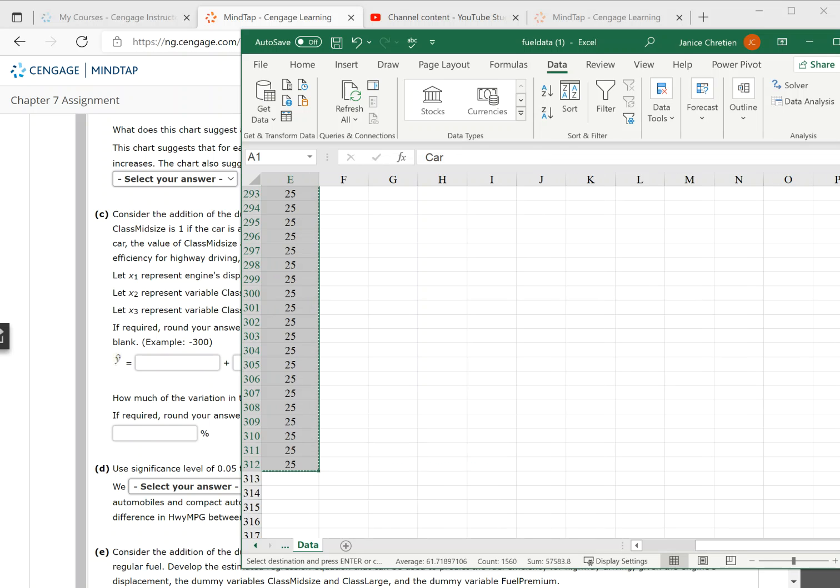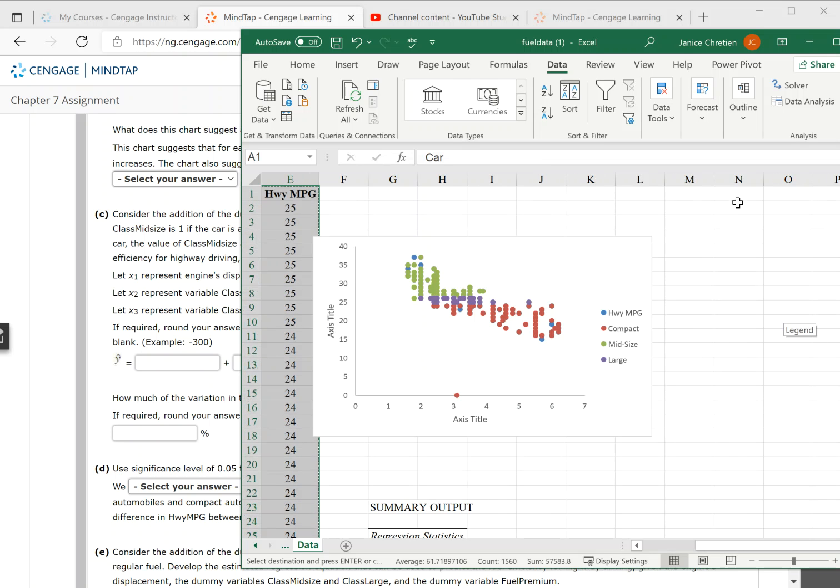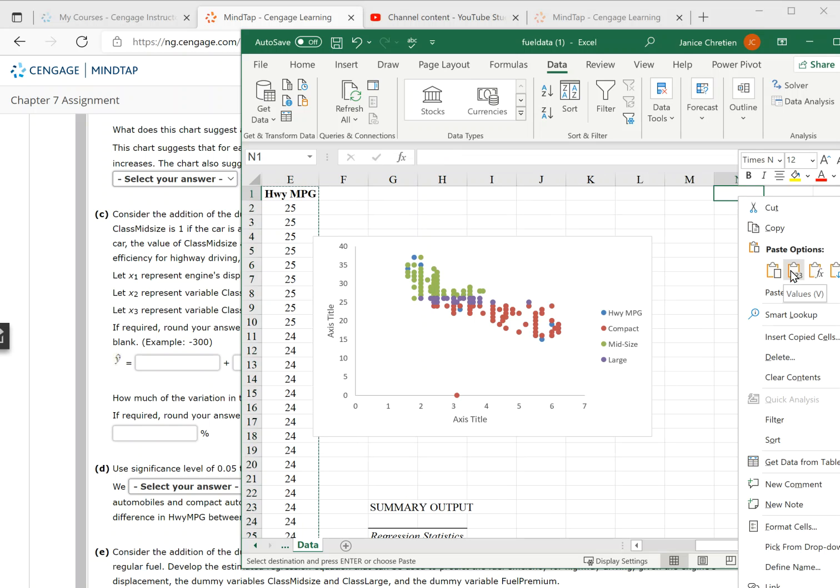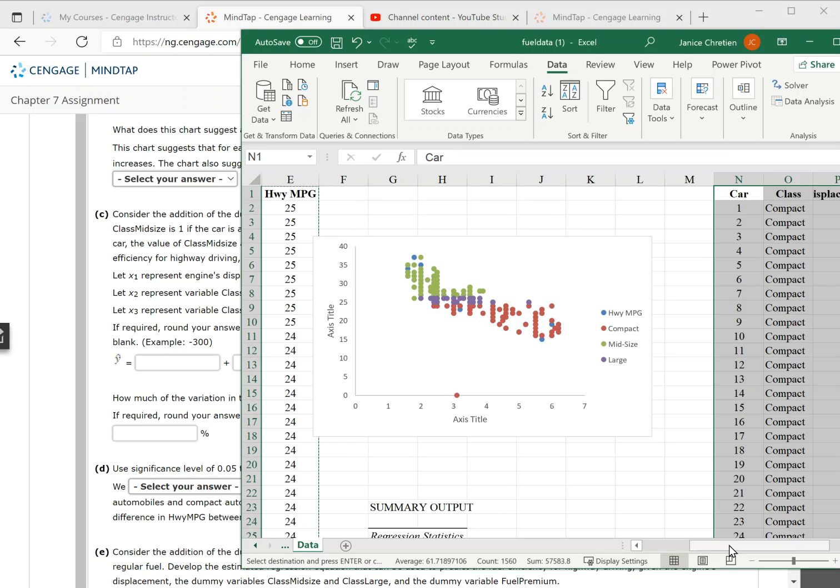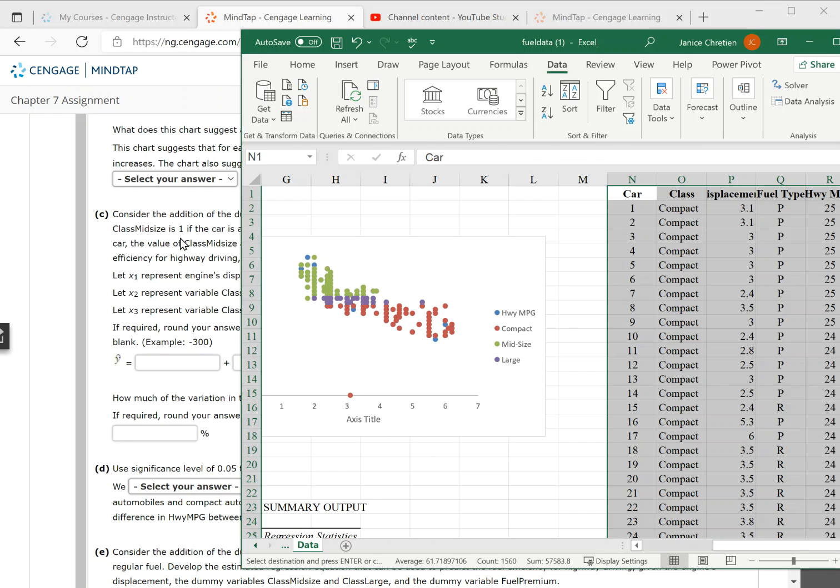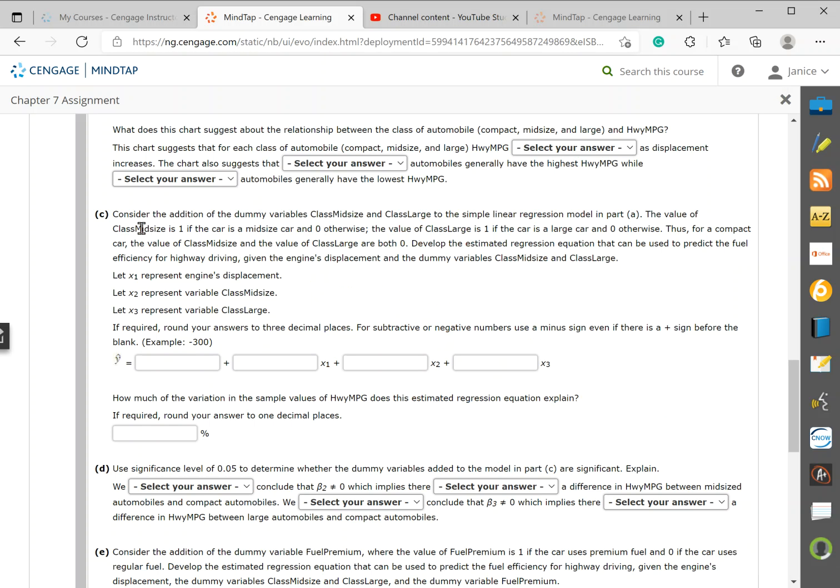Actually, it'll be easier if I go way over here. Let's see. And paste it right here. So it wants me to add a dummy variable, class midsize and class large. Then it wants me to create the equation using displacement, class medium and class large, and then of course the y is going to be the miles per gallon.